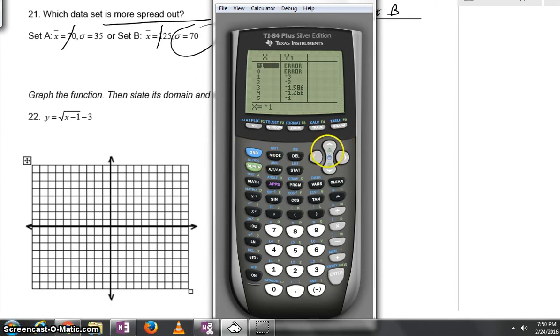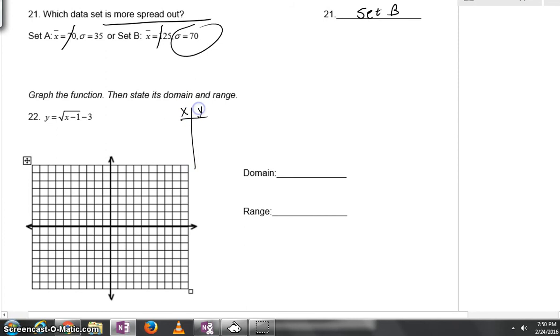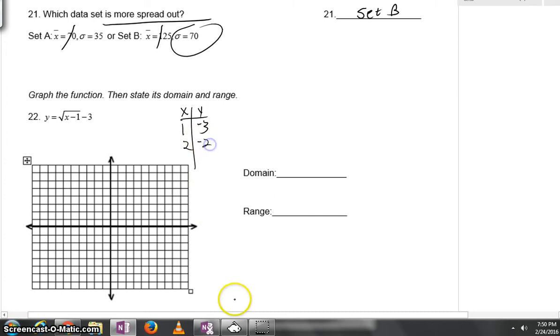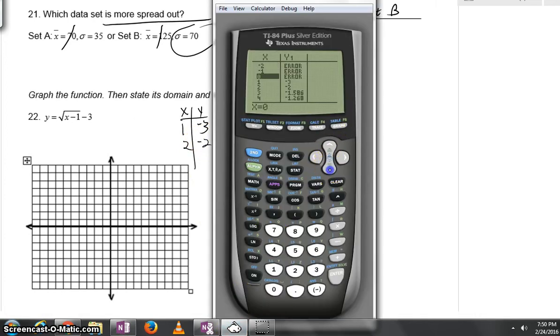Second graph is how you get the table. You can see you have a lot of errors until you get to x equals 1. And then we start seeing actually some friendly points. You can see a 1 comma negative 3. You can even begin to write that down. It looked like we also had 2 comma negative 2. You can hit the down arrow as well and just continue to see what other friendly points we might have. 5 negative 1, 10 0.